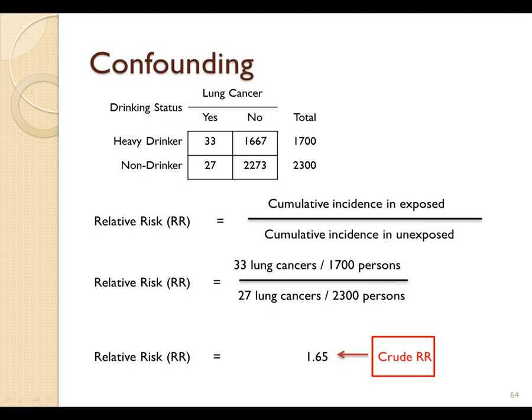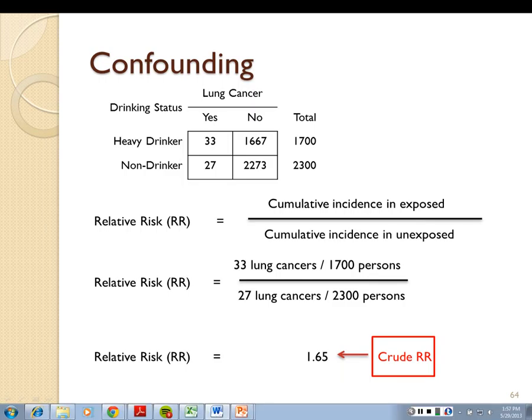Now remember, the cumulative incidence of lung cancer in the exposed group is the number of cancers divided by the number of people in the exposed group, which are the heavy drinkers in this example. The cumulative incidence of lung cancer in the unexposed group is equal to the number of cancers in the unexposed group divided by the total number of people in the unexposed group, the non-drinkers. So here we find that the crude, which is our unadjusted relative risk, is a ratio of the two, and it's 1.65 in this example.